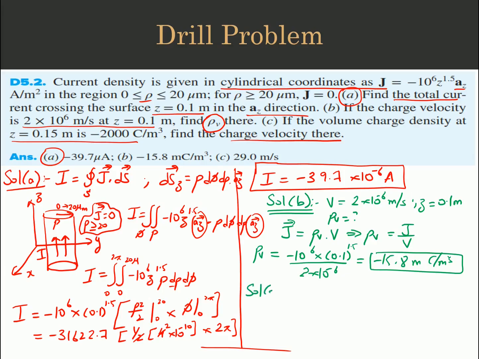Similarly, for the final part, we need to find the velocity when the value of z and the rho v is given. So it's the same equation. We know the relationship between the current density J is equal to rho v into v. Since we want to find v, it is going to be J divided by rho v. And you input the values and the answer will be 29 meters per second. So this is the velocity for the third part, and hence this concludes the solution of this problem.